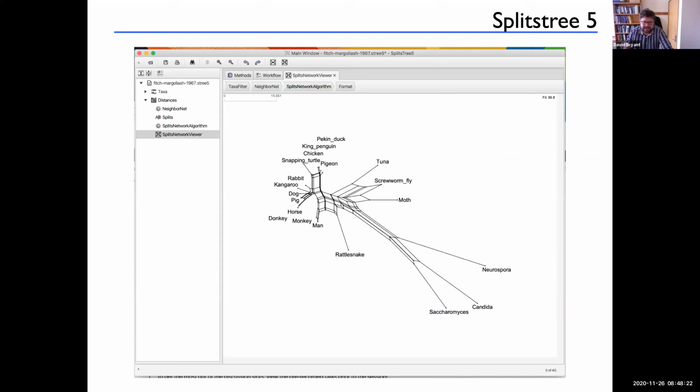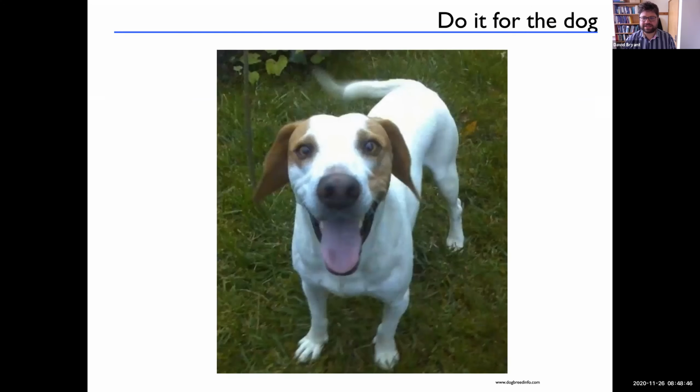So I spent much of the last 2 weeks translating this code into Java and implementing it in SplitStree 5. Unfortunately, there appear to be only 2 Nexus files on which my code currently works, and someone sent me another one which didn't work last night. So that's very much work in progress. Yes, it is frustrating, but after all, we just do it for the dog. So that's me finished, thanks.